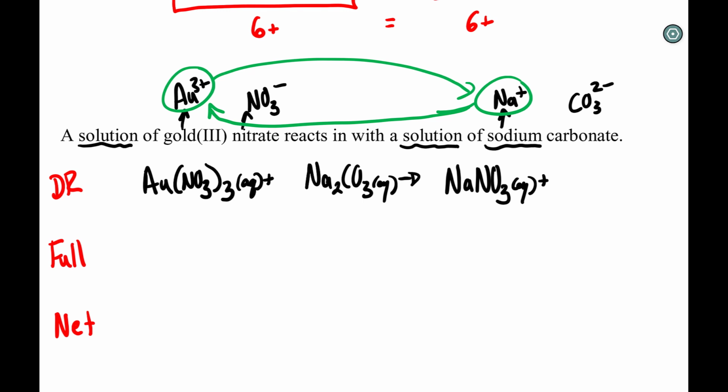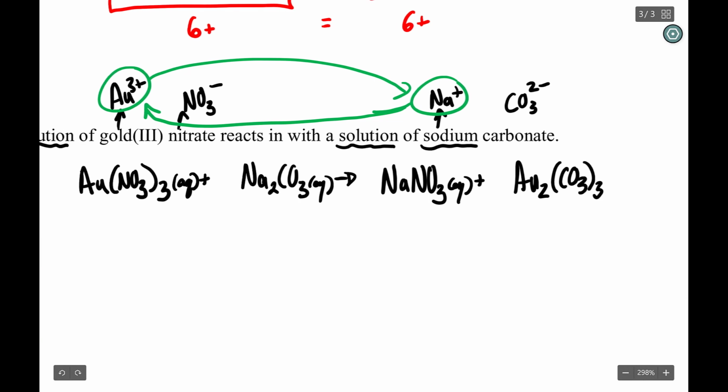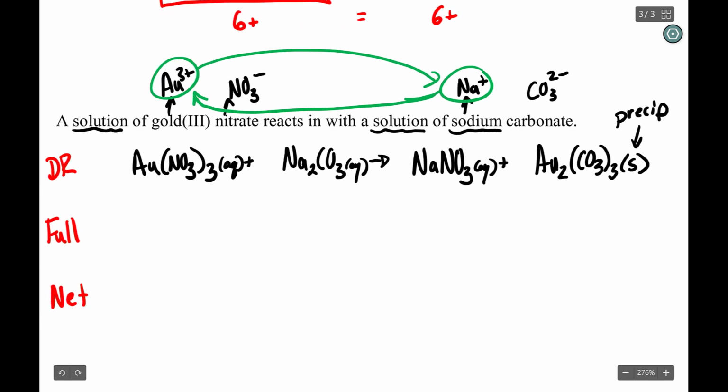Now the lowest common multiple of -2 and +3 is going to be 6. So I need 2 golds and I need 3 carbonates. And then I have to check the solubility of gold 3 carbonate. And sure enough, it's a solid. And this is essentially going to be a precipitate. Then I have to make sure my balancing is correct.